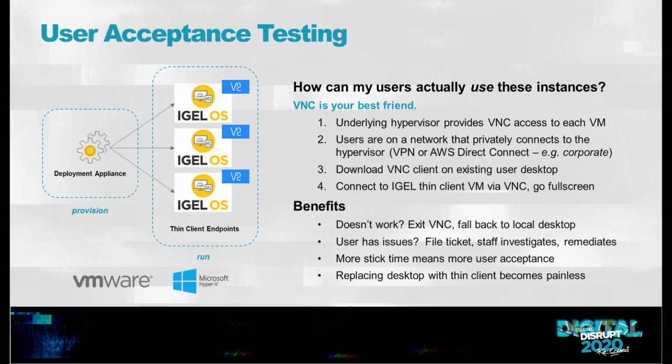Once you've provisioned IGEL thin client VMs on hypervisors in EC2, your users can access them using standard VNC clients, using the native remote capabilities that modern hypervisors provide, in full screen mode no less. If your user has an issue on the thin client, have them disconnect and fall back to their local desktop until you resolve the issue. By implementing a connect, test, disconnect strategy, you'll remove a lot of the friction traditionally associated with thin client adoption when it comes time for the real hardware cutover. And in the process, you'll shave months off your deployment schedule.